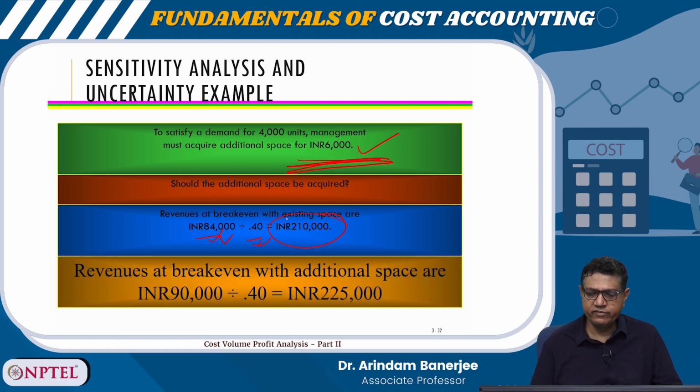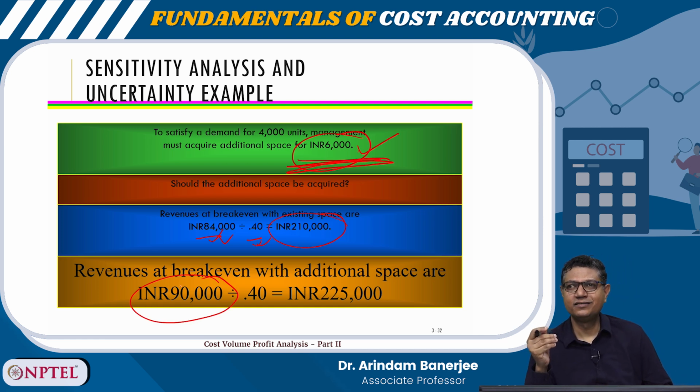So, revenue at break even with additional space, what will happen to the fixed cost? This additional space, suppose the rental is paid, the rental is a fixed nature of cost. So, earlier the fixed cost was 84,000, now the fixed cost will be 90,000. So, fixed cost will increase. Why is it a fixed cost? Because this rental is not linked to the production level. After taking the additional space, the company has to pay the lease rent, whether it uses that space, whether it produces extra or not, that is immaterial. So, it is a fixed cost.